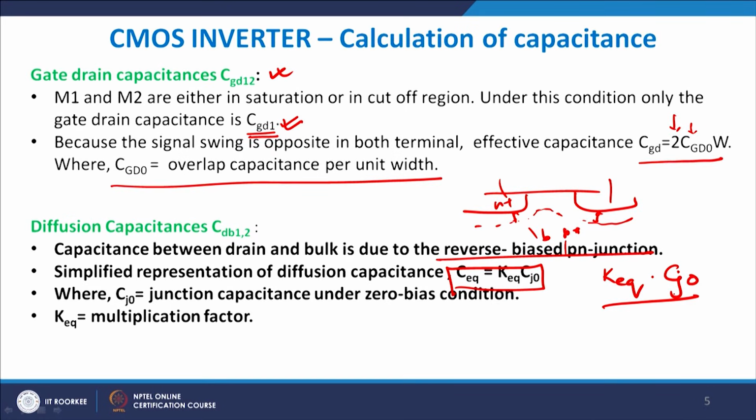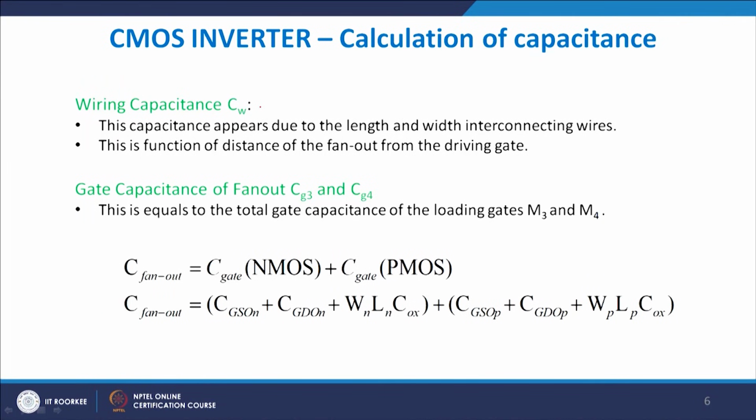Zero bias means when you did not apply any bias, just because of the doping concentration differences, there will be a depletion region and a capacitance will be formed. As you make the reverse bias more and more, the depletion thickness becomes larger and larger. As a result, the thickness becomes larger, and capacitance starts to decrease at a higher negative gate voltage. K equivalent is just a multiplication factor between 0 and 1.